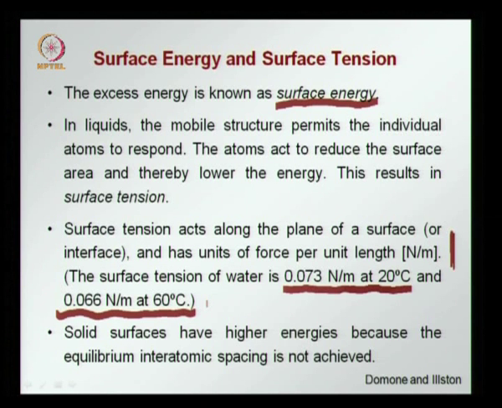Now, in a solid we saw that there is less mobility on the surface, therefore, the energy at the surface is much higher than in an equivalent liquid, because the equilibrium interatomic space is not achieved and we have a higher surface energy. This higher surface energy makes solid surfaces prone to combine with chemicals from the atmosphere and attack by these chemicals, which leads to phenomena such as corrosion.